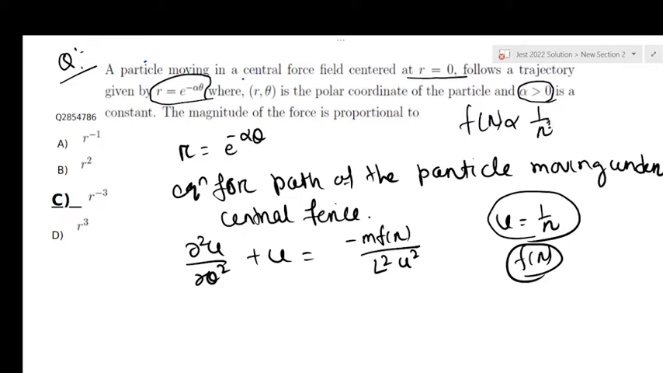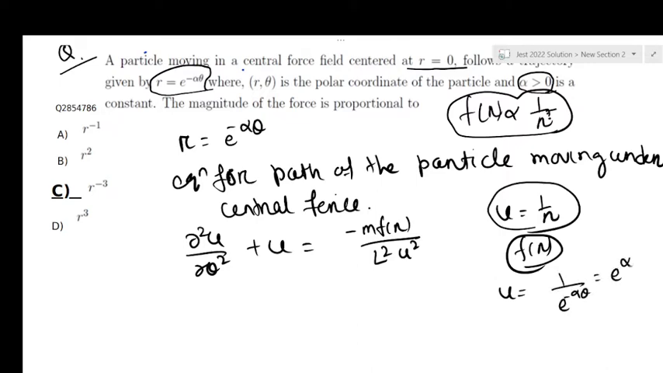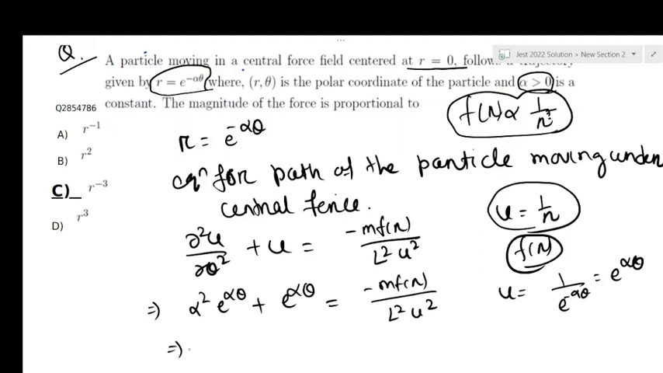So let us put the values of u. u is equal to 1 by r, so u will be 1 by e to power minus alpha theta, that is e to power alpha theta. Put the values, that will be alpha square e to power alpha theta plus e to power alpha theta is equal to minus m f of r divided by L square u square. So that will be alpha square plus 1 times e to power alpha theta, and u square here will come in multiplication, and L square minus m f of r.